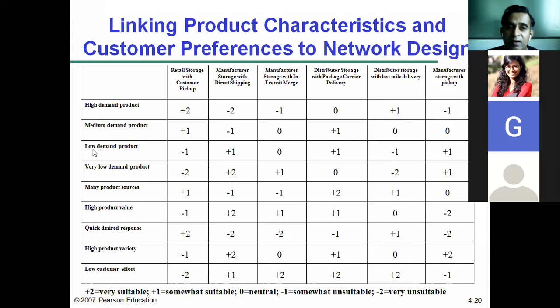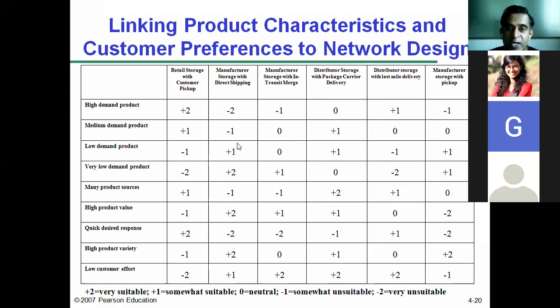Then I'll go for the low demand product, a product whose demand is very low, not very high like FMCG products. You can consider, for example, a television. The demand is low, it's not fast like soap, shampoo, or toothpaste. Retail storage with customer pickup is somewhat unsuitable, but still in India, television and consumer electronics goods are sold through retail stores, but not with customer pickup. I hope you can recall. Yeah, sorry, retail storage with customer pickup: the customer walks into the retail store for TV and mobile phones, definitely.